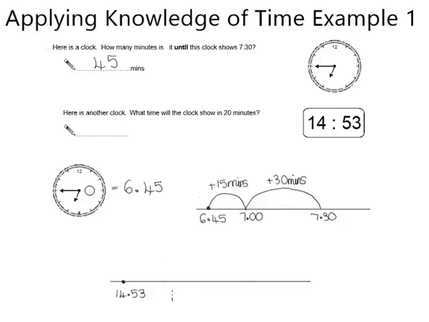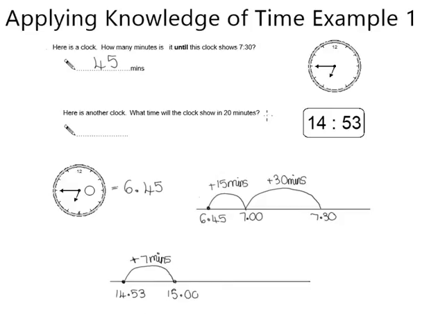So remember, we always try to get to the nearest hour first. The nearest hour here would be 15, which is the same as 3 o'clock. So what have I got to add on to 14:53 to get to 15? Remember, there are 60 minutes in an hour. So let's do 53, 54, 55, 56, 57, 58, 59, 60, which gives me 7 minutes. So I'm going to add on 7 minutes here.